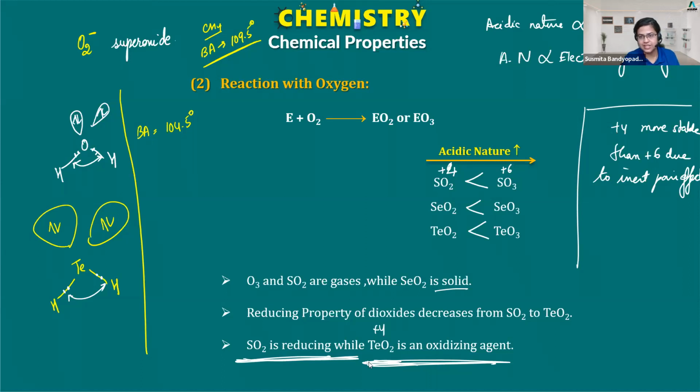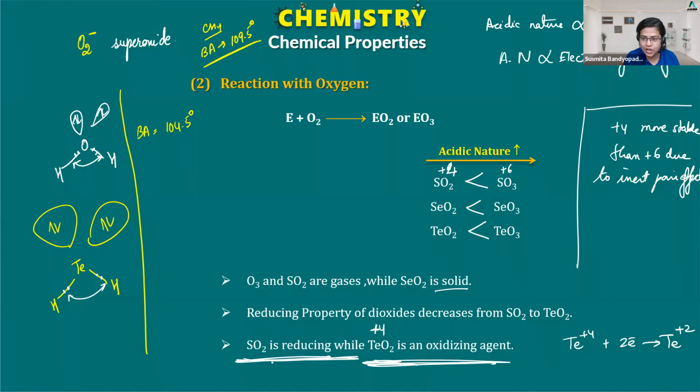In that sense you can say it, because this is the way I can justify the inert pair effect. You yourself think: it's +4 here, and +4 is supposed to be the more stable state than +6. Fine, good, good analysis, good discussion is going on. So ultimately, Te +4 wants to go to the +2 state. It wants to become more basic and hence acts as an oxidizing agent, because it wants to get reduced. In that sense, its basic character will be more.